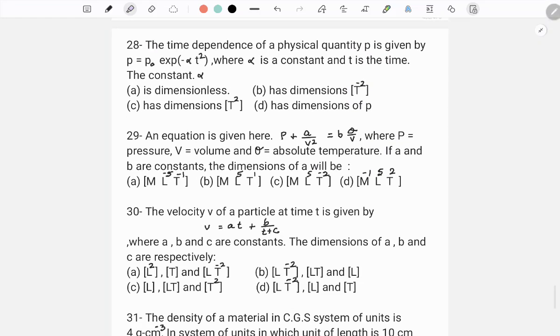28th question. The time dependence of physical quantity P is given by P is equal to P0 exponent minus alpha t square, where alpha is constant and t is the time. The constant alpha.